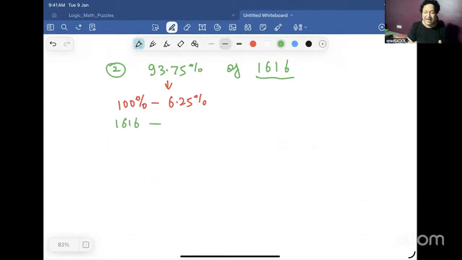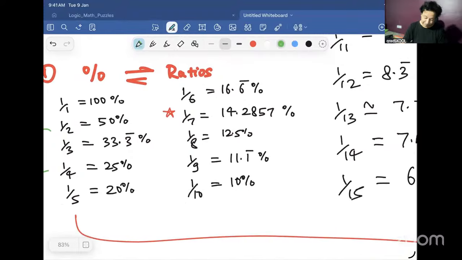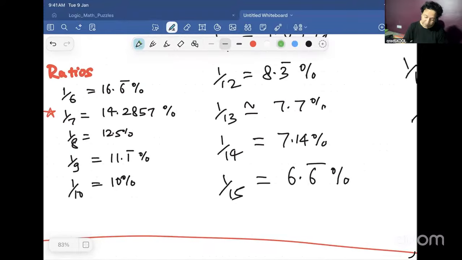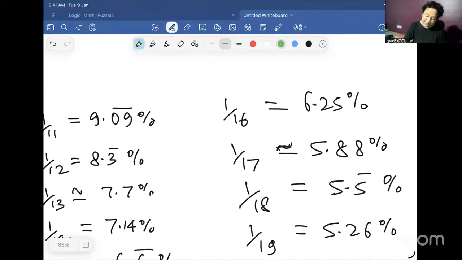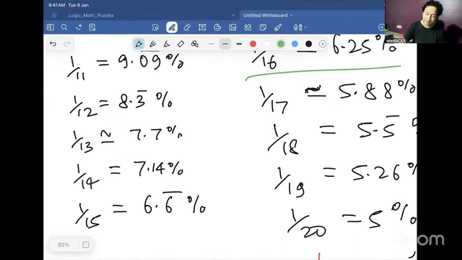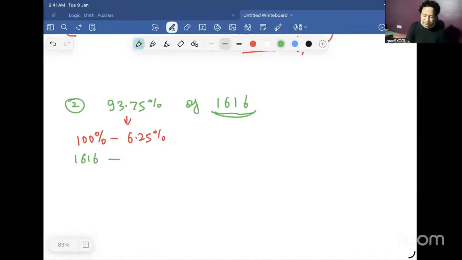And you need to subtract 6.25%. Now, 6.25%, if you remember, is equal to 1 by 16, right? So 1 by 16 is what we want to find out. 1 by 16 of 1616 is 101 only. And that's all. So we have 1515 as the final answer. Clear? So we can do that mentally.